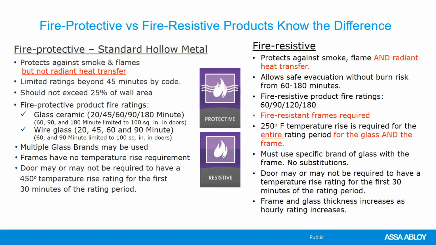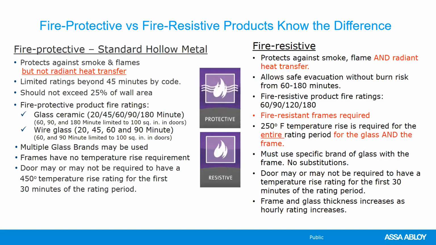Another difference is that fire resistive assemblies are tested to E119 or UL263, as defined in the code, so you cannot substitute products in and out of the assembly like you can with fire protective product. As an example, with a fire protective product, you could use many different manufacturers or suppliers of glass. In the case of a fire-resistive product, you have to use the glass that the product was tested with.